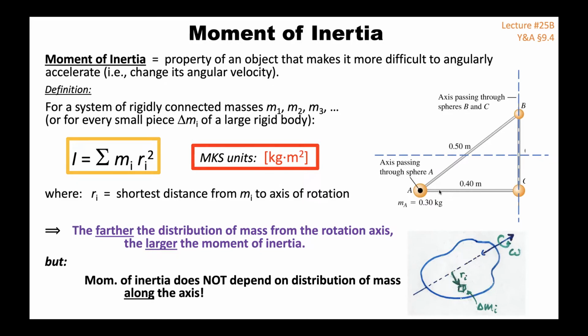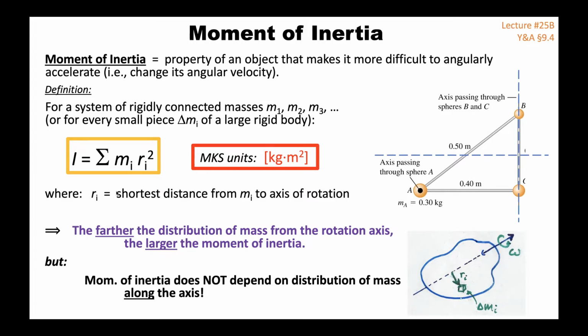In that case, the moment of inertia of this system would be the sum of each of the masses times the distance that that mass is located from the axis of rotation. Specifically, we want the shortest distance, which is the perpendicular distance of each of those little pieces of mass from the axis of rotation. Quickly, you can see that the units of this quantity I are the units of mass times the units of distance squared, so kilograms times meter squared in MKS units.